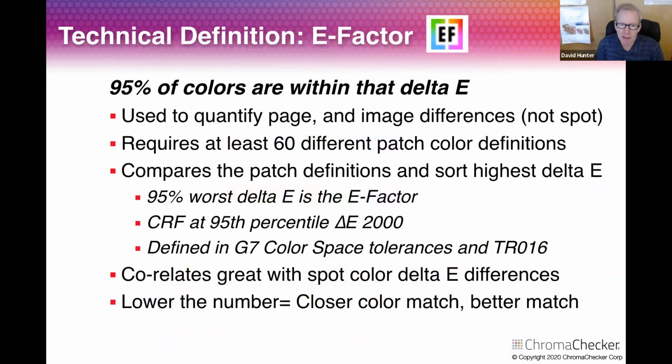So essentially, the technical definition of E-factor is the 95th percentile. And ideally, you need at least 60 patch values within your color bar to be able to derive an accurate E-factor. And if you have this, which almost all color bars do, then you can have a really good sense of how close any 2 prints are to one another.